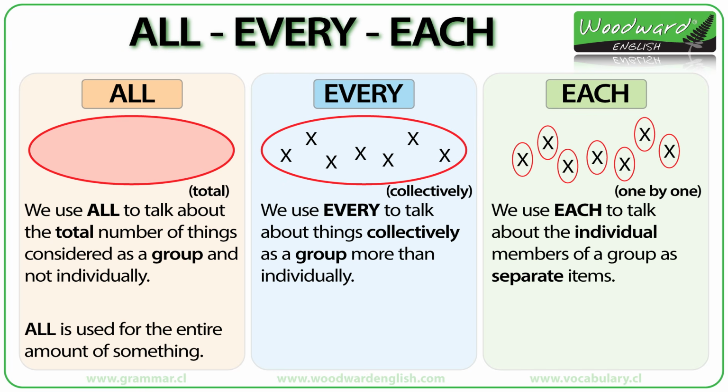All is used for the entire amount of something. This amount is a minimum of 3 things. When there are 2, instead of saying all, you say both. We will learn more about both in another lesson.